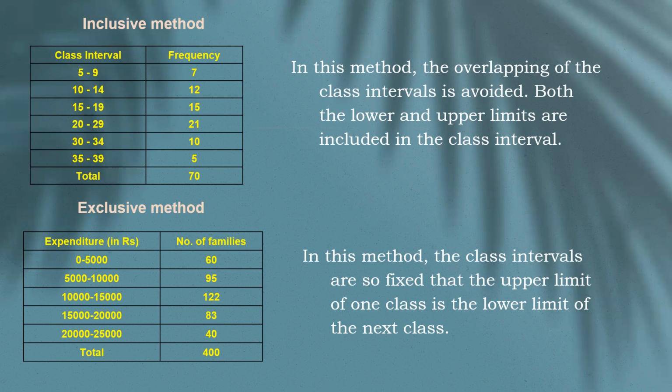When it comes to the exclusive method, the class intervals are so fixed that the upper limit of one class is the lower limit of the next class. You can see that in the second example, where expenditure and number of families are given to you. The first class interval is 0 to 5,000, and the next class interval is 5,000 to 10,000. In 0 to 5,000, the 5,000 is the upper limit for the first class interval. When it comes to the second class interval, 5,000 to 10,000, that 5,000 becomes the lower limit for the second class interval. This is the basic difference between inclusive and exclusive method.